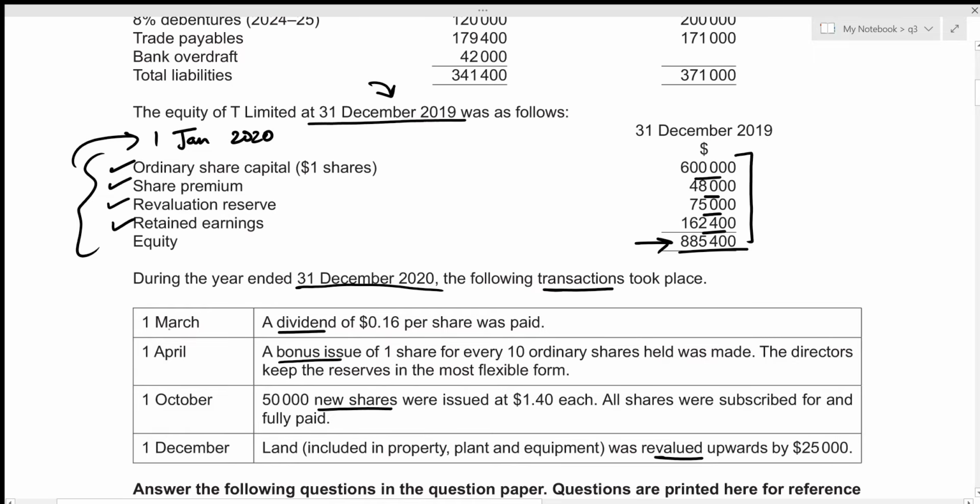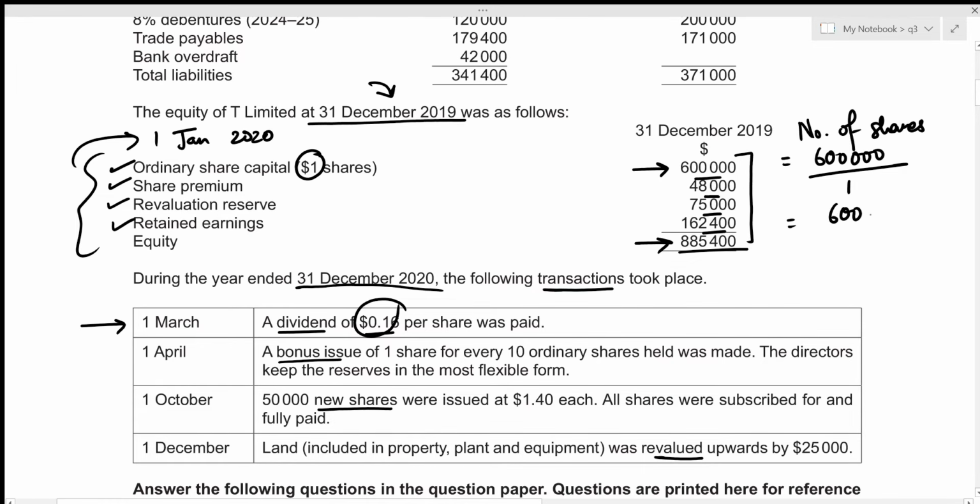The very first one was at 1st March, where a dividend of 0.16 per share was paid. So this is the dividend rate per share. And in order to figure out the total dividend value, we need to figure out the total number of shares. And we are given the total value of shares as well as the nominal rate. And in order to figure out the total number of shares, we just have to divide the total value by the nominal rate, right? And in this case, the total value is 600,000 and the nominal rate is 1, which gives the number of shares to be 600,000.